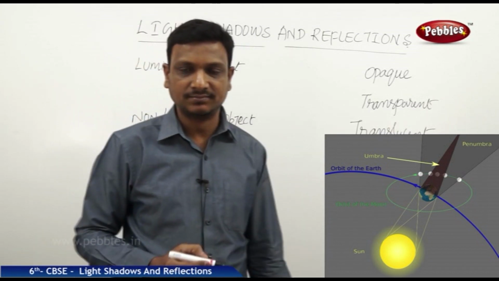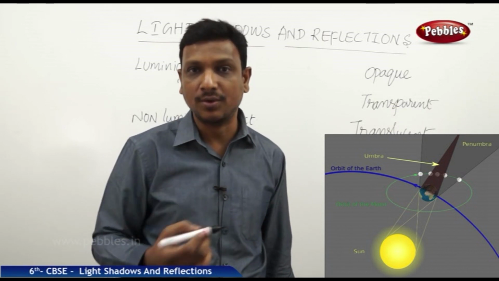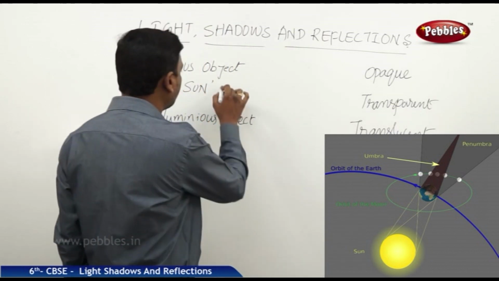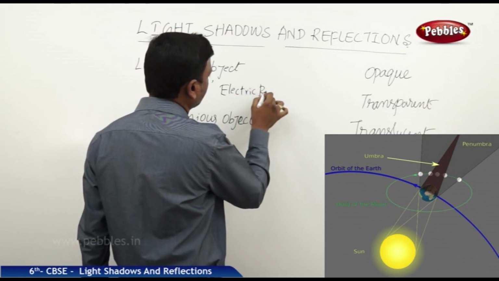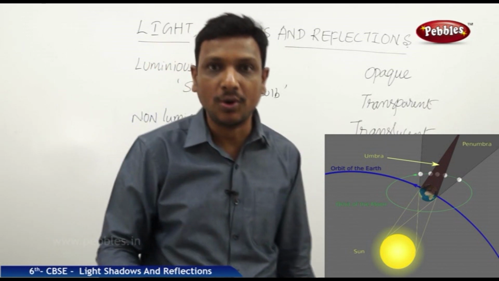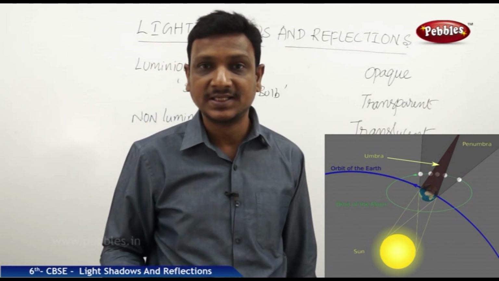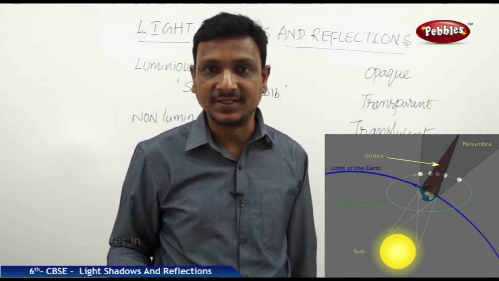Sun is a star. Any star you can take. Sun is a star which emits the light on its own. You can take an electric bulb or torch bulb. Electric bulb also emits light on its own. It produces the light. Sun, a star, produces the light.